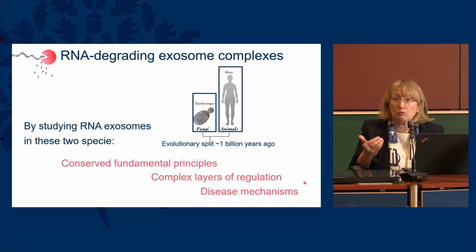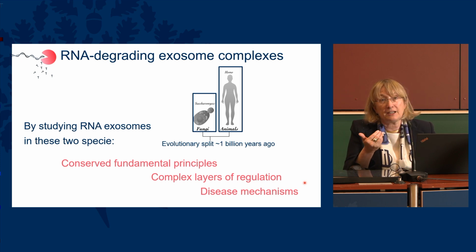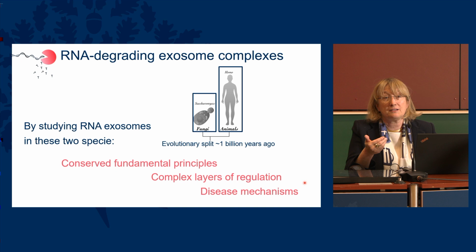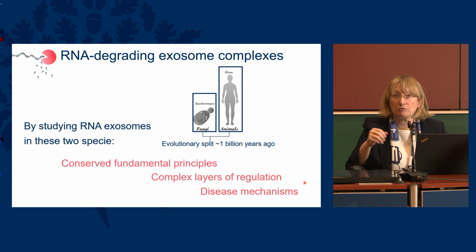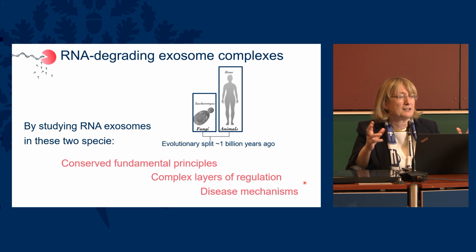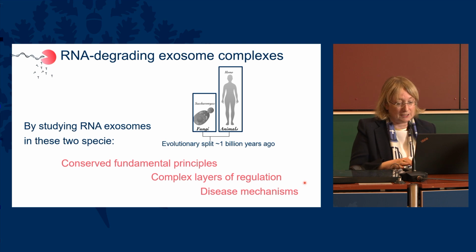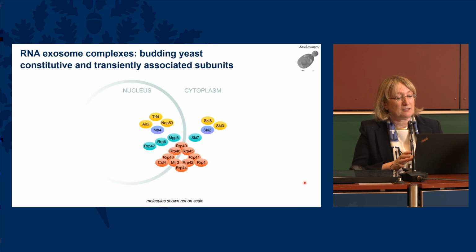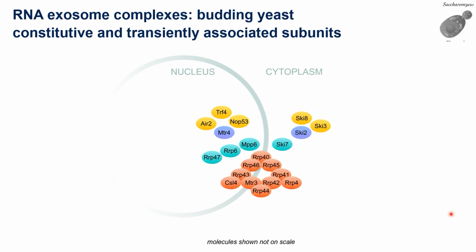But of course, we also want to understand the complex layers of regulation that exist in multicellular organisms, and particularly in the human case, we have the disease context. So what does this machinery look like? One way of representing it, and this is now budding yeast, these are the proteins, and the names are not important, but I have tried to color them in layers, because the way we think about this machine is really in terms of layers.